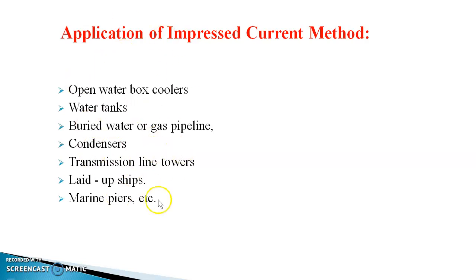So these are the preventive methods which are useful for controlling corrosion. I hope that you understood the concept of cathodic protection.